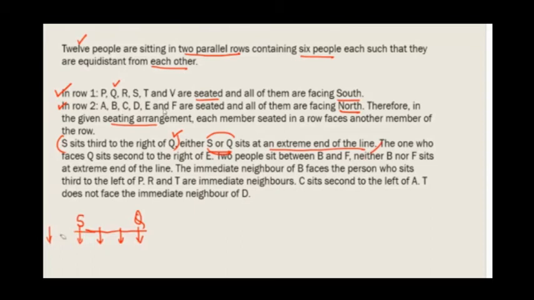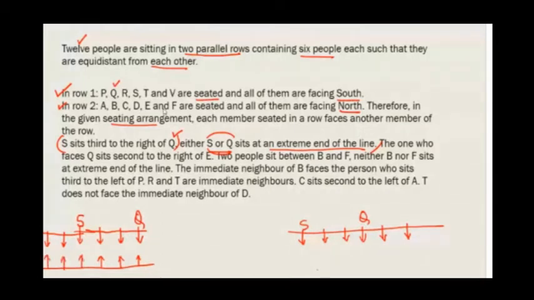Now, I'll take both the possibilities. In one case, I'll take Q at the extreme end, and in one more case, let me take S at the extreme end. If I take this, then there will be one person here, one person here. Similarly, the same case with respect to this. So you can have all the people facing opposite to each other.